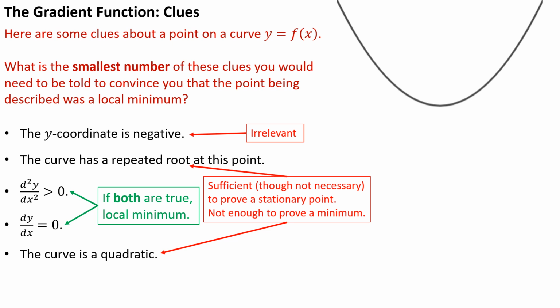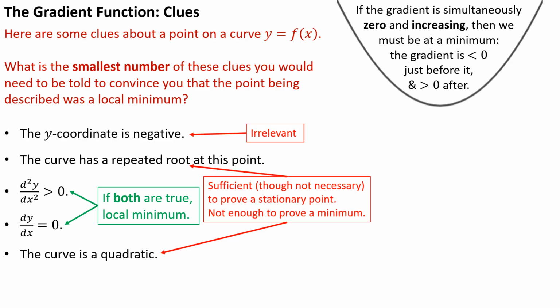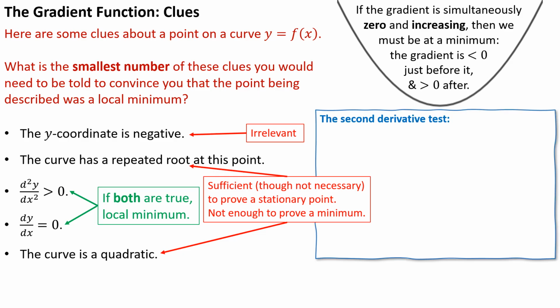It starts out relatively steeply negative and gradually becomes less and less negative until it becomes 0 at the minimum, and it continues to increase, becoming small positive and then larger positive as it goes along. So if the gradient is simultaneously 0 and increasing, then we're at a minimum point. And you can see that because the gradient is going to be negative just before the minimum point and positive just afterwards. In general, we can generalize this whole idea to something called the second derivative test. If we're at a stationary point, in other words, dy/dx is 0, and the second derivative is positive, then we have a local minimum.